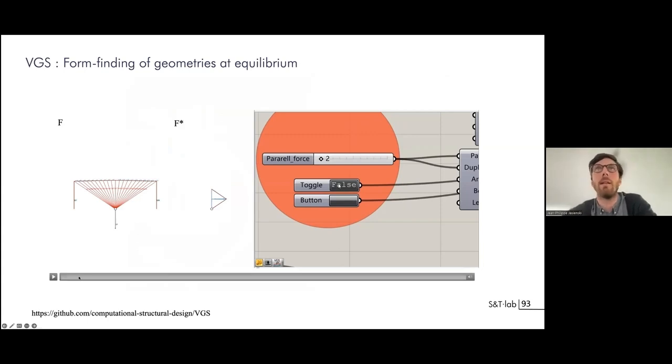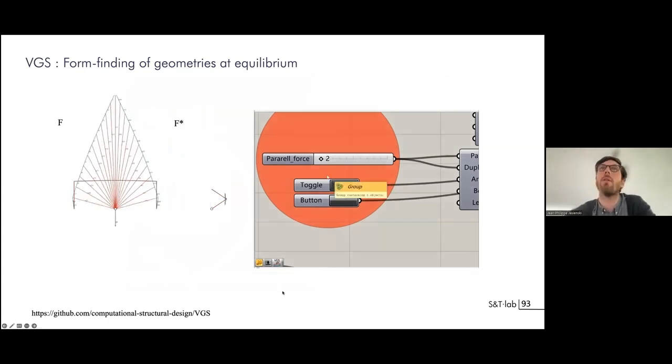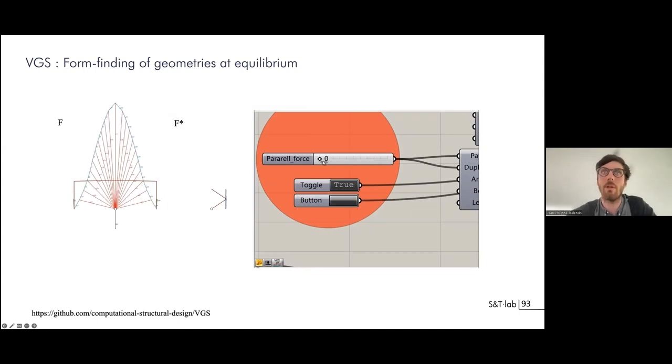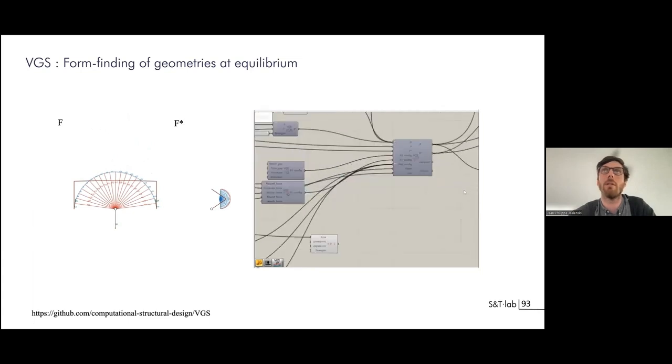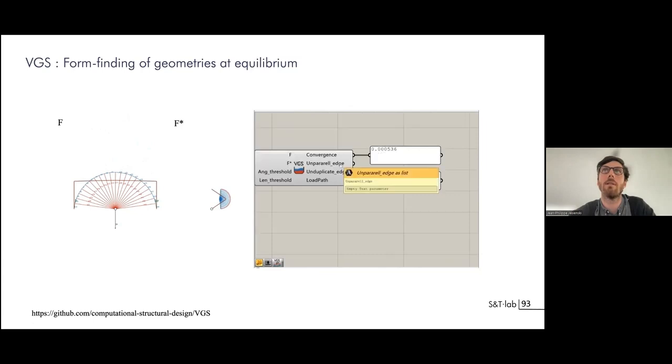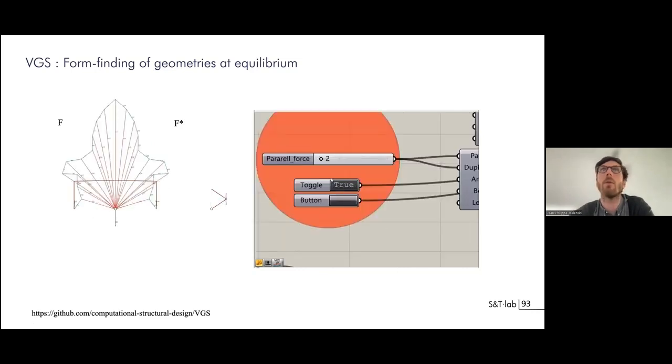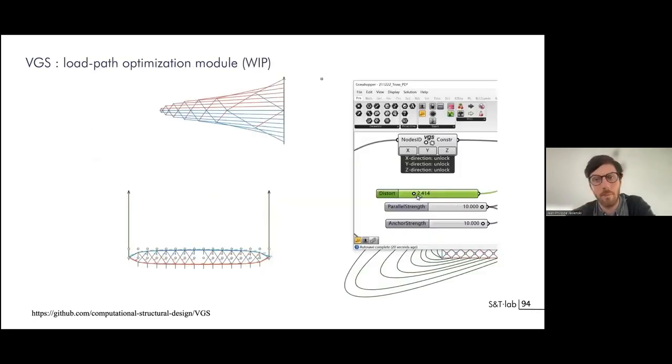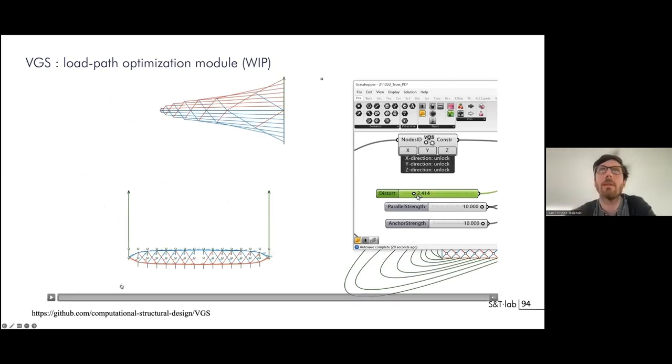And then it's a bit the same principle, but going to the last feature of VGS that I will show now. But basically, it's using the same algorithm, and we are getting close to Michell trusses. You see, it's starting to converge. And so we go to some last examples of VGS.